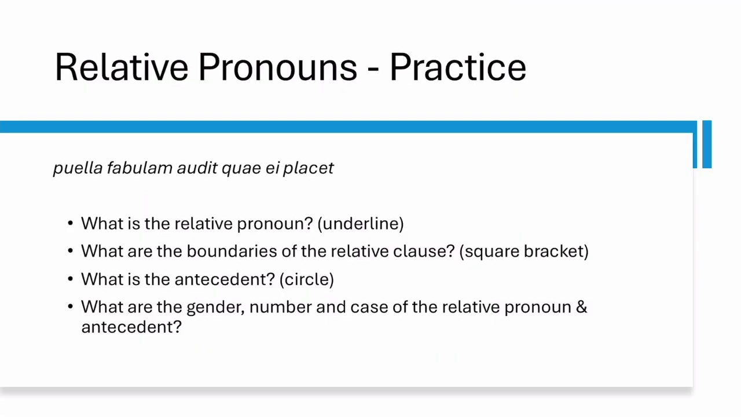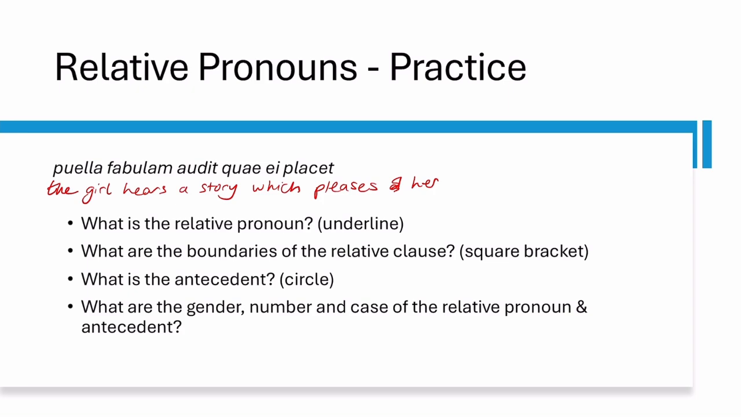So let's practice it. If we look at this sentence, the girl, puella, hears a story, audit fabulam, which, quae, pleases her. Placeo weirdly takes the dative, oh, I'm writing dative, pleases her. So you can see here, we have our relative pronoun. So if you want to pause, do this on your own and then press play again. That is a good idea, but otherwise I will go through it now.